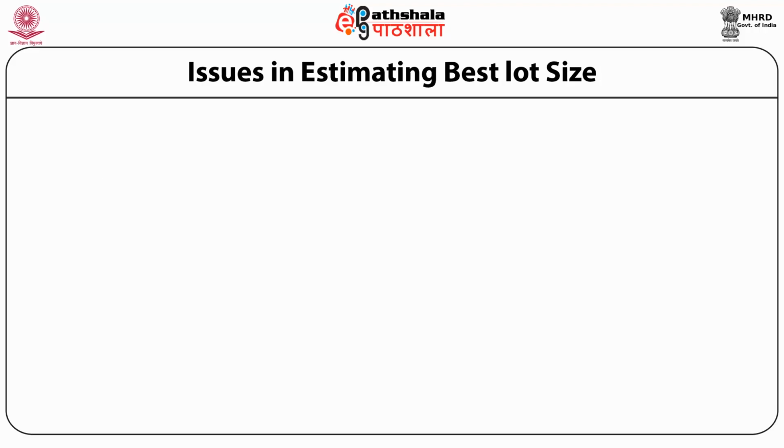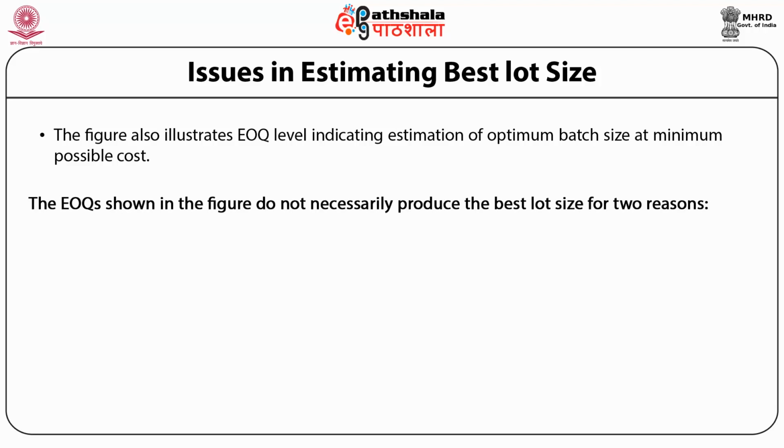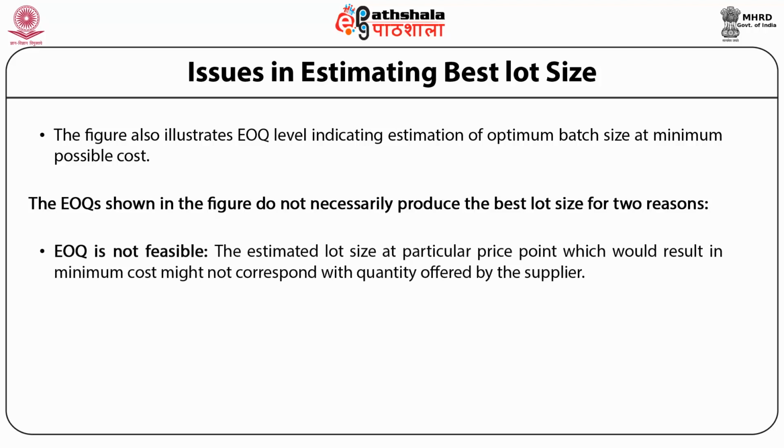Issues in estimating best lot size. The figure also illustrates EOQ level indicating estimation of optimum batch size at minimum possible cost. The EOQ shown in figure does not necessarily produce the best lot size for two reasons. 1. EOQ is not feasible. The estimated lot size at particular price point which would result in minimum costs might not correspond with quantity offered by the supplier.